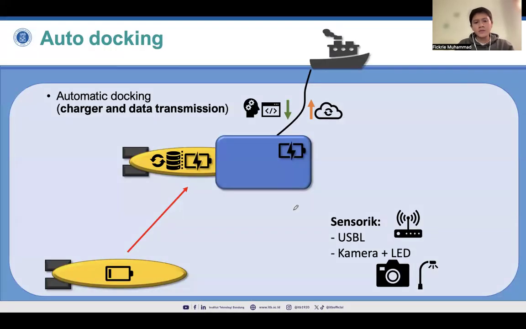The other problem is when the battery is running out, we normally have to manually collect the AUV. The AUV has to ascend first, and then we manually collect it to our mother ship and recharge it. But for this case, autonomous docking, or auto docking, helps the AUV find its way to the docking platform so that it can charge and also do the data transmission. To find this way, it is also using the aided inertial navigation system.